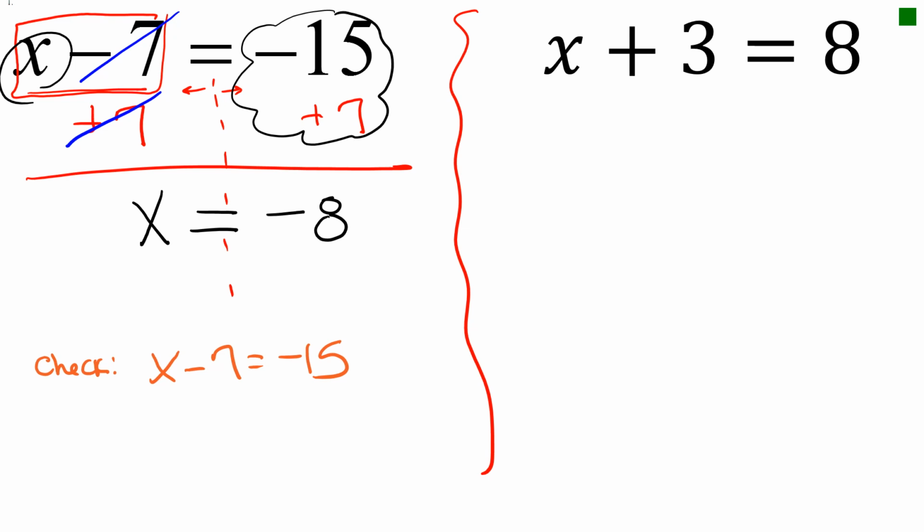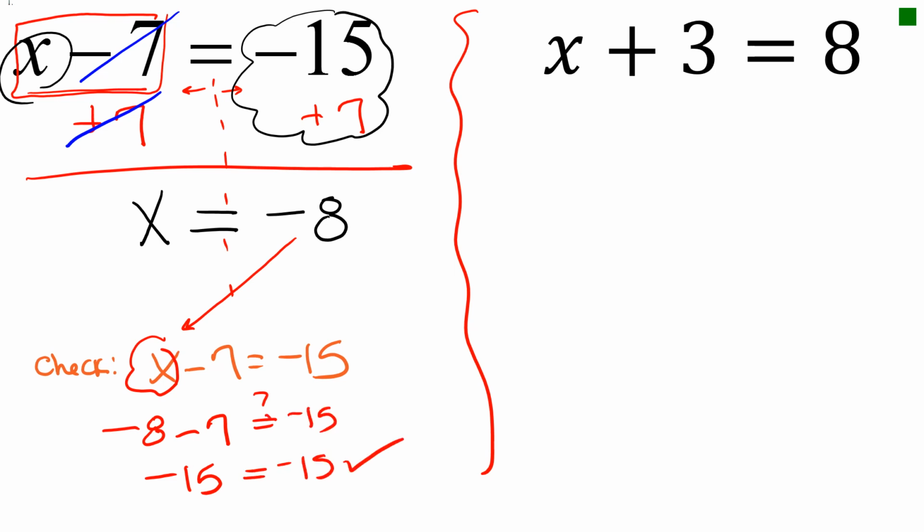If you want to check this, you can go back into this original equation, take this x right here, and replace it with that negative 8. So you would have negative 8 minus 7, and negative 8 minus 7 does equal negative 15. We wanted to know if it did. It does equal negative 15, so it checks. This is something that I tend to do in my head instead of actually doing it on paper, but it's a good practice to do.